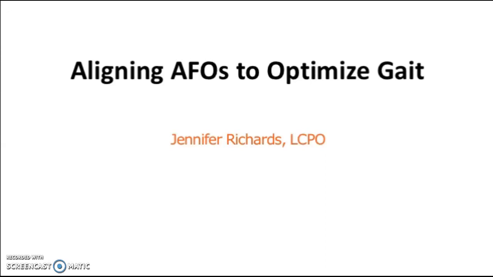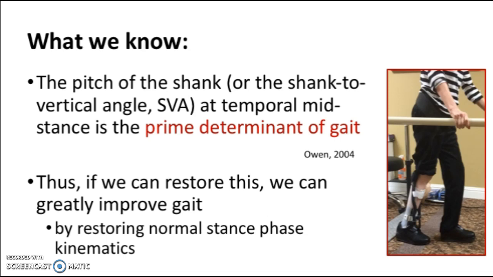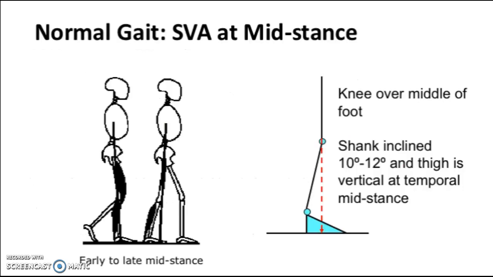Today we're going to talk about aligning AFOs to optimize gait. Let's remind ourselves of what we know. We know that the pitch of the shank, or the shank to vertical angle at temporal midstance, is the prime determinant of gait. Therefore, if we can restore this, then we can greatly improve the person's gait by simply restoring the normal stance phase kinematics.